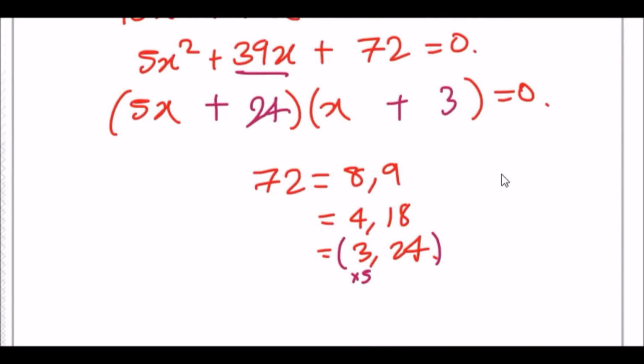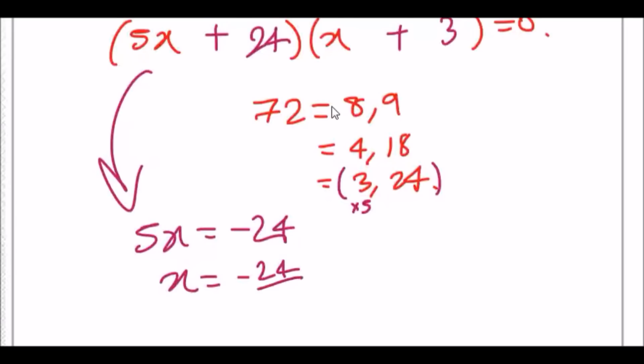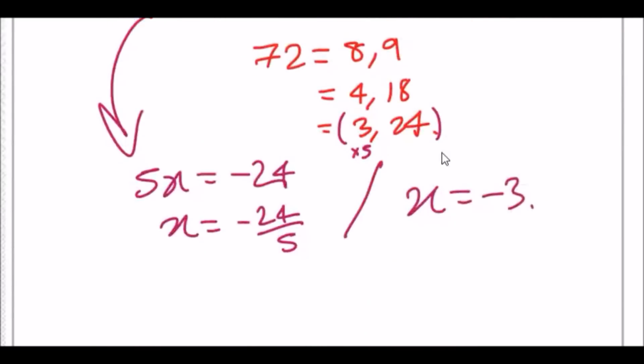So anyway, getting back to the work. Therefore, this means x is minus 3, and 5x is minus 24, which means x is minus 24 over 5. And of course, x is minus 3. All right, so almost done. Now we found the x values, and now we need to find the y values. So actually, this is easy. You just plug the x values into this equation. So bring it down here.